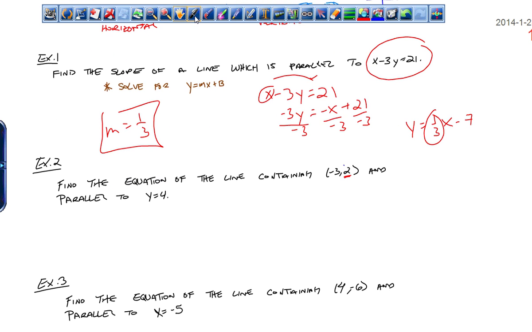Number 2, find the equation of a line containing (-3, 2), parallel to y equals 4. Well, y equals 4 is a horizontal line like this. So the point (-3, 2) means the y value is going through 2. So y equals 2.